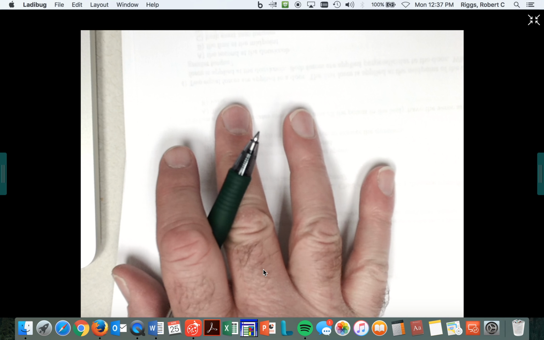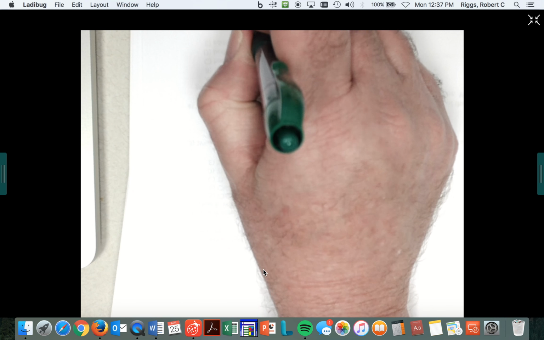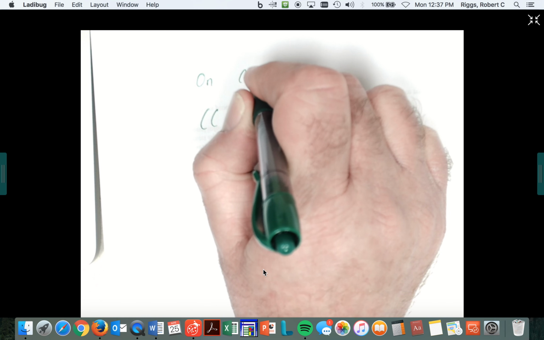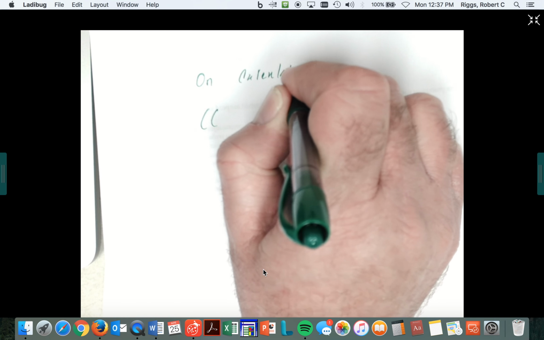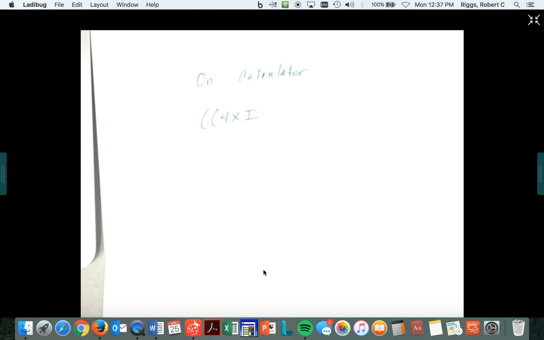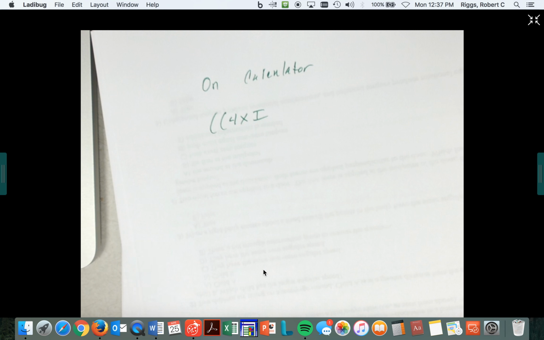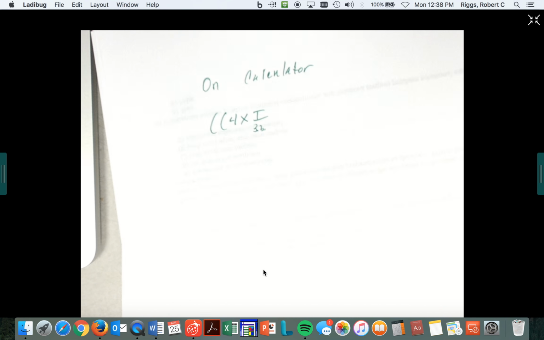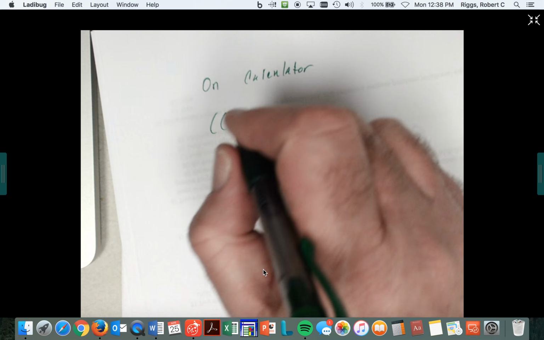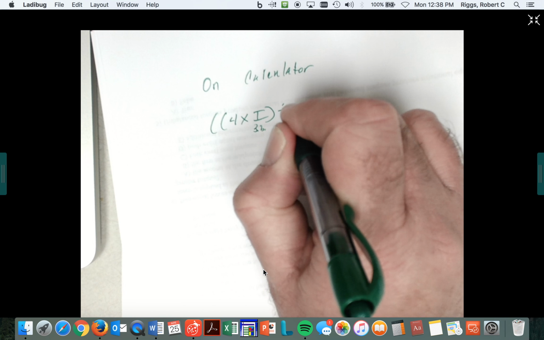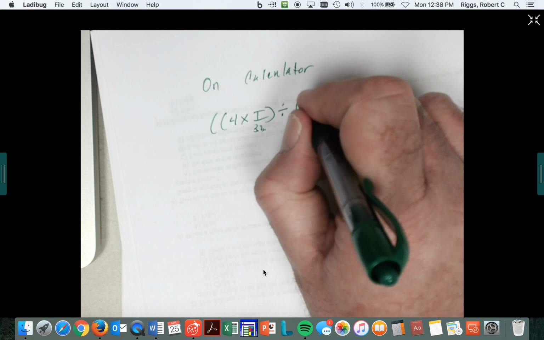All right, real quick. What you would do is parentheses twice on the calculator. Then you'll go 4 times the I that you got in 3B. Close your parentheses. Then hit the divided key. Open a parentheses again, and then open another one.